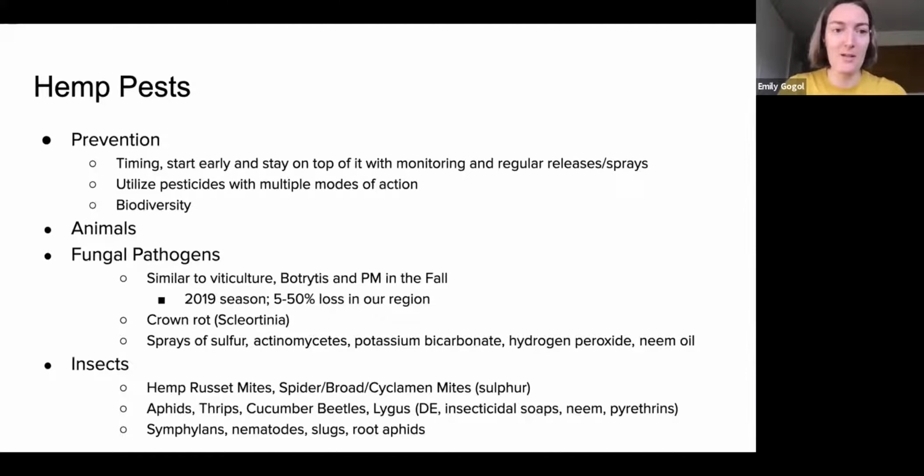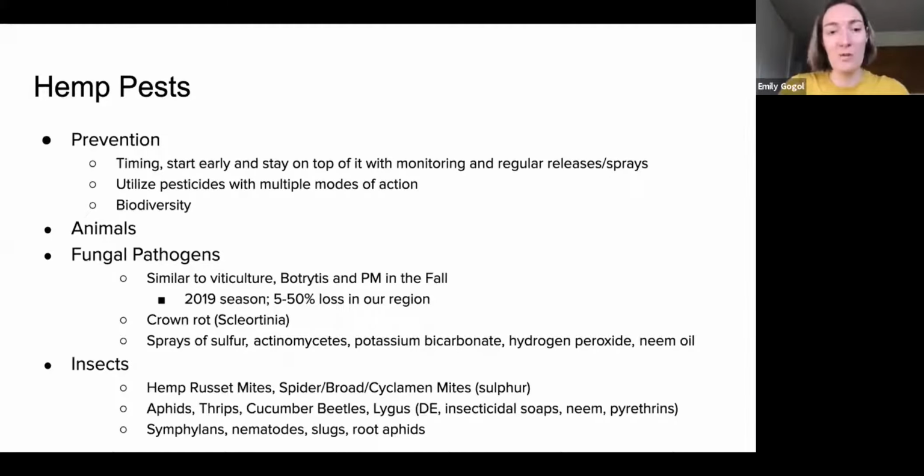Every farm is different, but think about creating that biodiversity to help keep pest pressure down around your hemp crops. Animals are pests of hemp. Gophers can be a huge problem. Fungal pathogens, there are many. Very similar issues to viticulture. So if grapes were grown in your area, in your farm before, and they have a lot of fungal issues, you might have them again in your hemp.